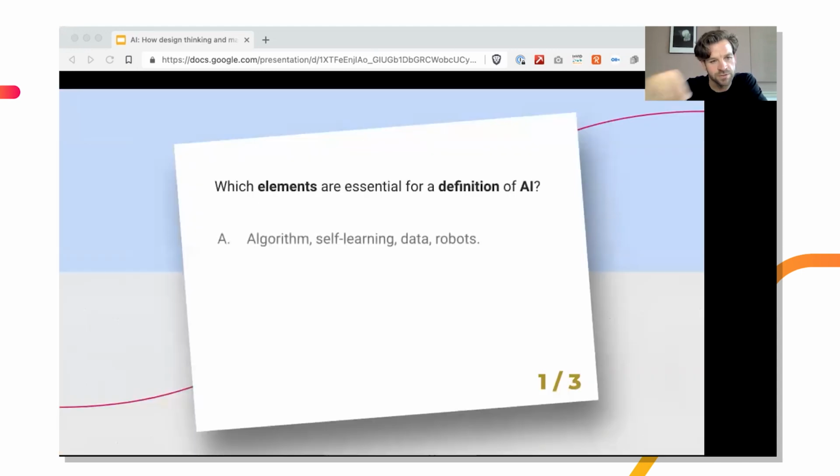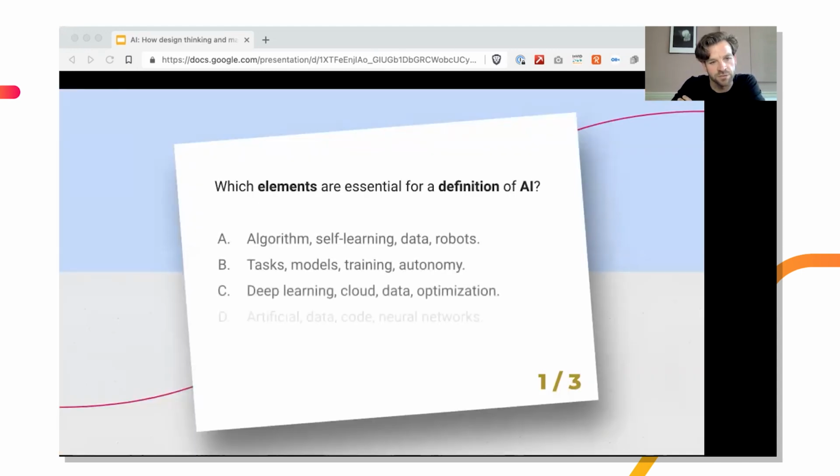Just 3 questions. Which elements are essential for a definition of AI? Put it in the chat, A, B, C, or D? So we're not finding the universal definition because there isn't one, but which elements are essential? Just to gauge what the level of knowledge in this group is. So put it in A, B, C, or D.